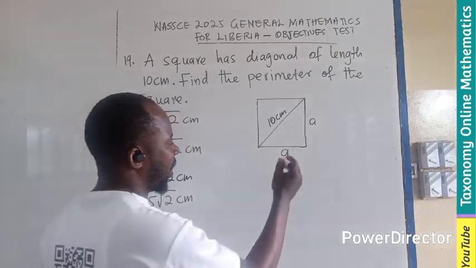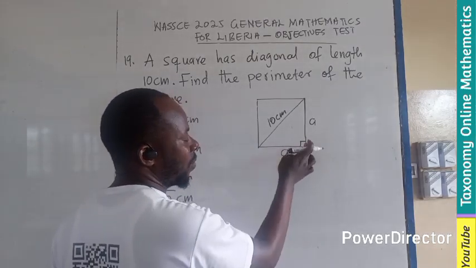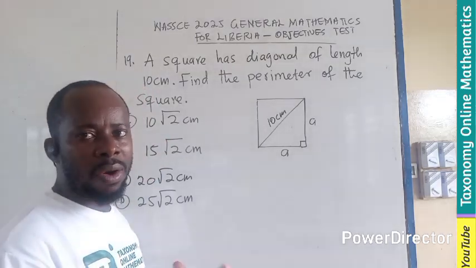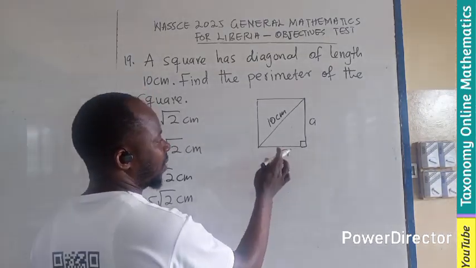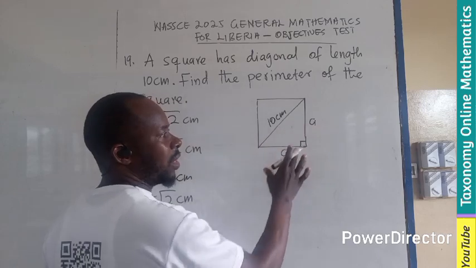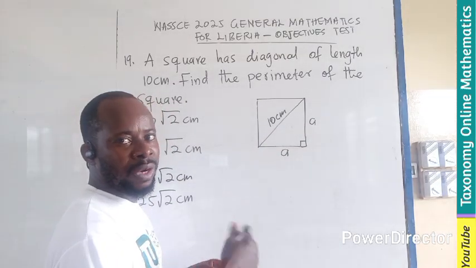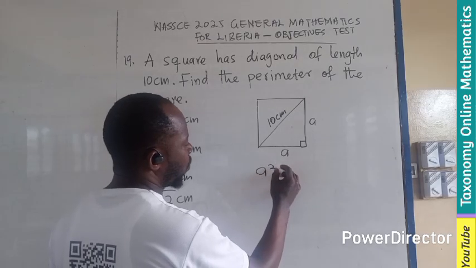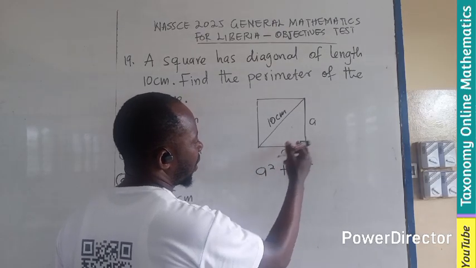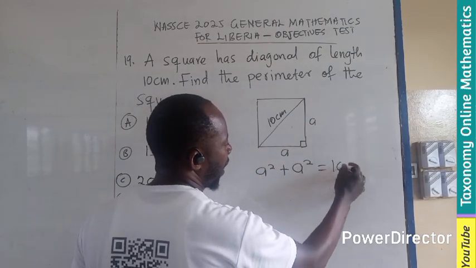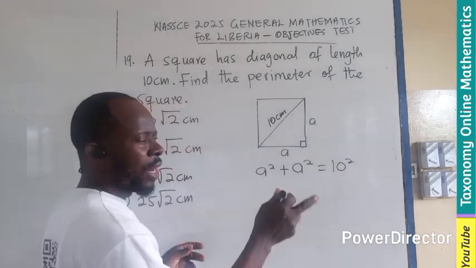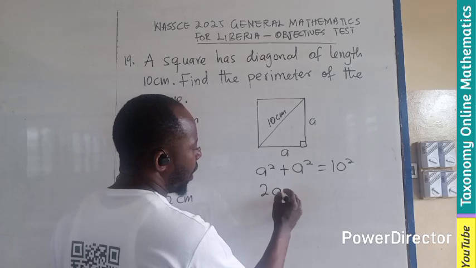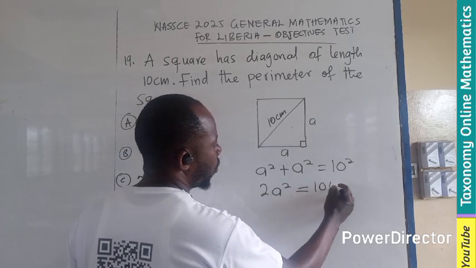So if I pick this one as a right angle triangle, because this angle there is 90 degrees, I can use Pythagoras theorem. We say that the square of the longest side equals the sum of the squares of the two other sides. So I'm having a squared plus a squared equals 10 squared. You know a squared is in two places. We have 2a squared equals 100.